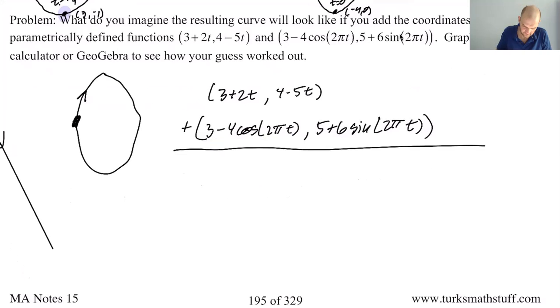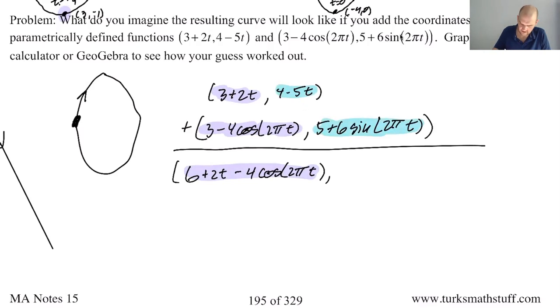So I'm going to add this and this. That's going to give me 6 plus 2t minus 4 cosine of 2 pi t. And then I add this and this to get whatever I get: 9 minus 5t, nope, not comma, plus 6 sine of 2 pi t. Okay, so what could this be?